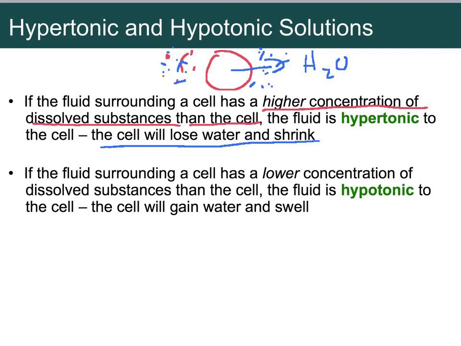If the opposite happens, if inside the cell there's lots and lots of stuff, right? If there's lots and lots of stuff inside the cell, but not so many outside the cell, the water's going to want to go inside the cell. So water's going to want to go in. It's going to cause the cell to swell up, possibly burst, or lyse, and we'll talk about that in a minute. But that's hypotonic.